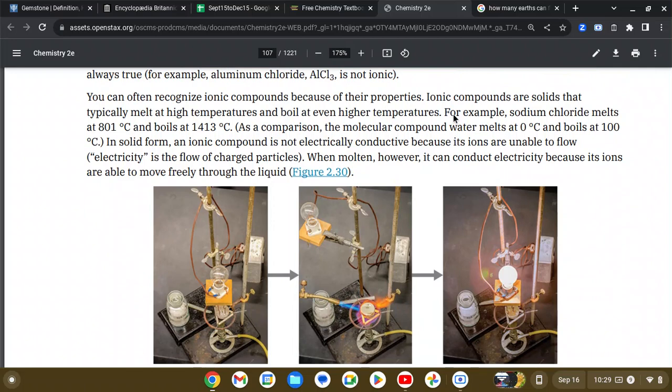In solid form, an ionic compound is not electrically conductive because its ions are unable to flow. Electricity is the flow of charged particles. When molten, however, it can conduct electricity because its ions are able to move freely through the liquid.